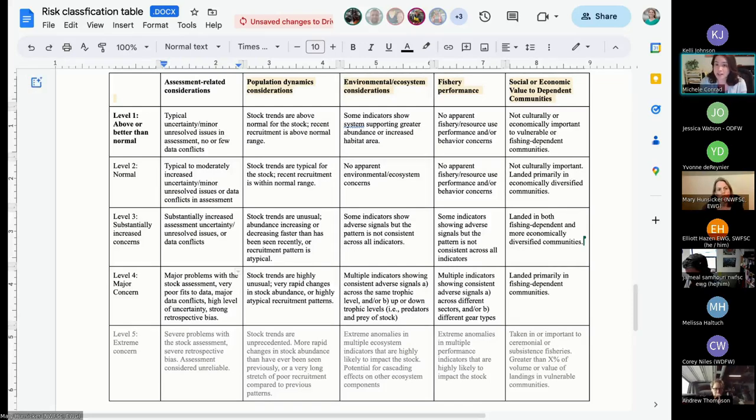So it's not just environmental ecosystem considerations, they're also considering the fisheries performance and the social and economic value. So it's more of a communication tool to help them with their decision making and with the broader stakeholders and public about what all was considered in their risk assessment. So I would encourage separating the thinking of who completes this column and where the information comes from from what's the best communication tool at the end to facilitate the decision making. Thanks. Yeah, great. Good points. Thank you. Josh, go ahead.